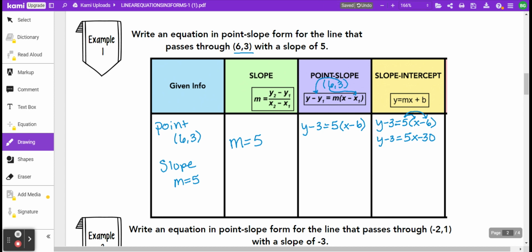So here we see that we are extremely close to finding that slope-intercept form. I just need to get rid of this minus 3 so that y is by itself. To get rid of it, the opposite is going to be adding 3 to both sides.